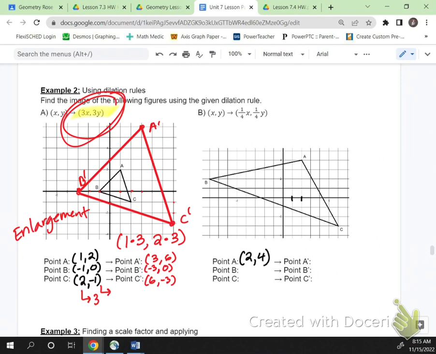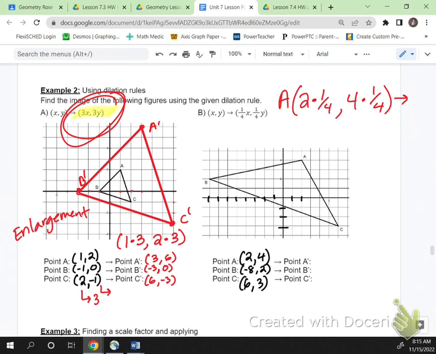2, 4. This is 1, 2. All we had to do is get a calculator. Multiply all of our points by 1/4 or 0.25. I'm going to show my work up here. I'm going to take A and times each coordinate by 1/4 or 0.25.